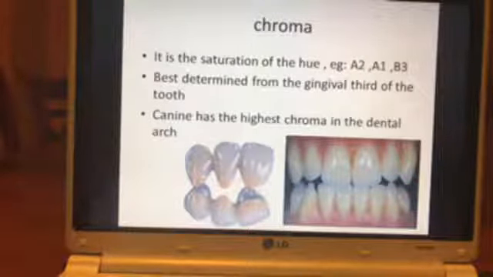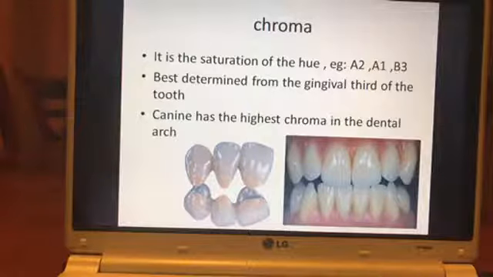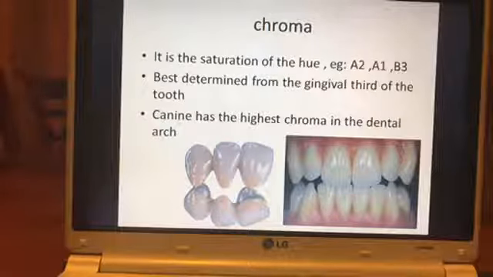But what does it mean in an easier way? If, for example, you have a glass of clear water, you put 1 drop of red color, and the glass of water turns a little red. But if you put 5 drops of red color, it becomes more red. If you put 20 drops of red color, it becomes more and more red. So it's all red, all the same hue, but different saturation, that means different chromas. So this is the chroma.